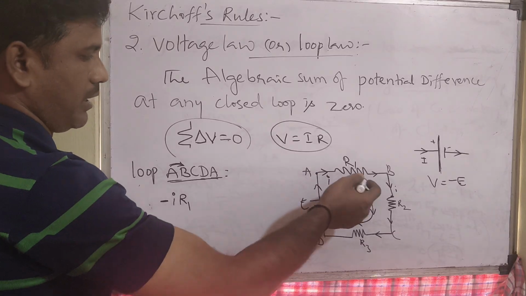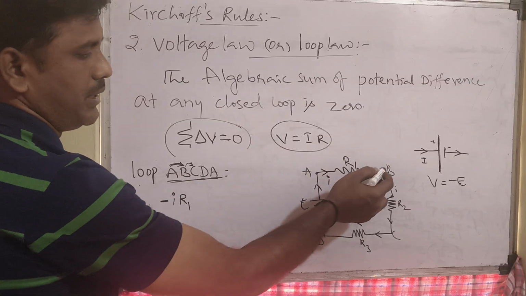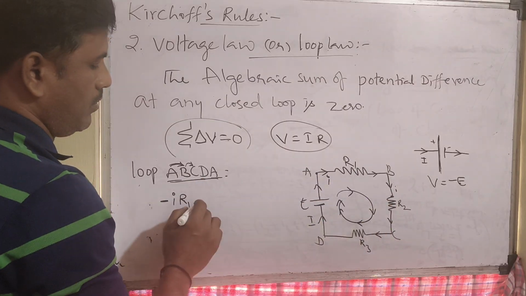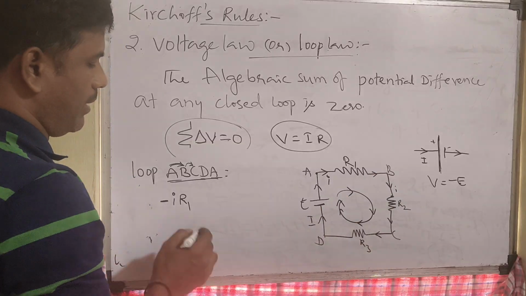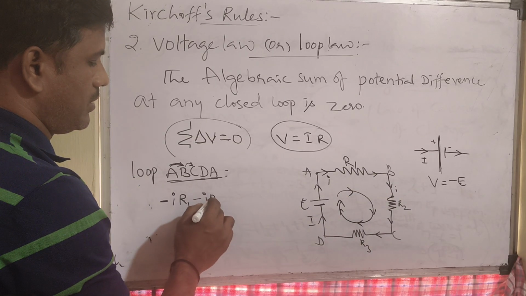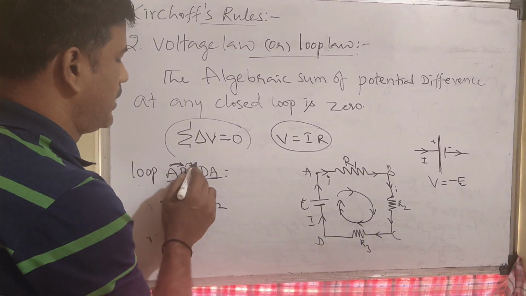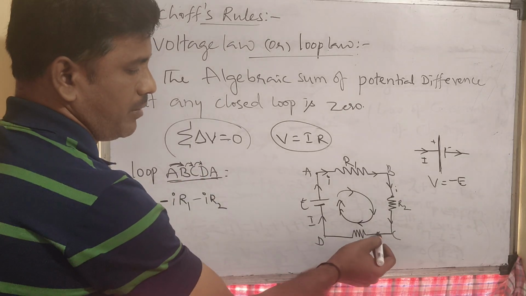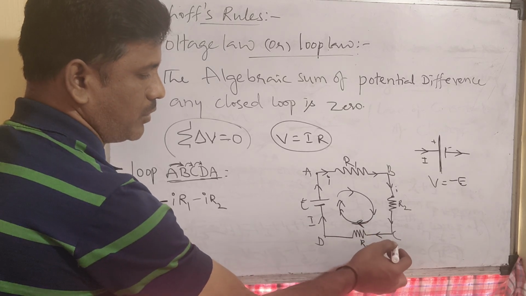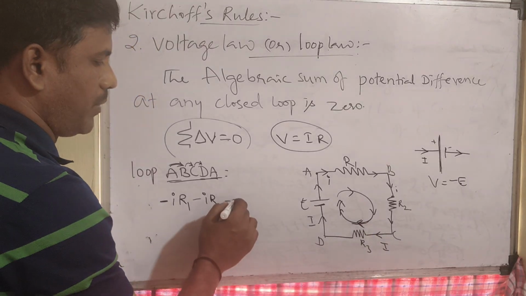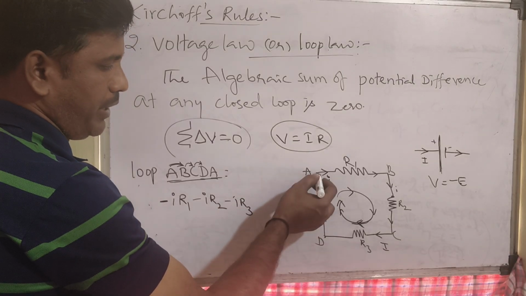Clear? Minus IR1. Next, B to C. B to C means what? Same direction, path direction and current direction both are in the same direction. That's why minus IR2. Next, C to D. Path direction and current direction, both are the same. That's why minus IR3. Next, D to A.